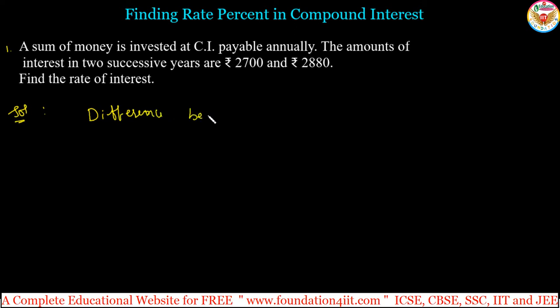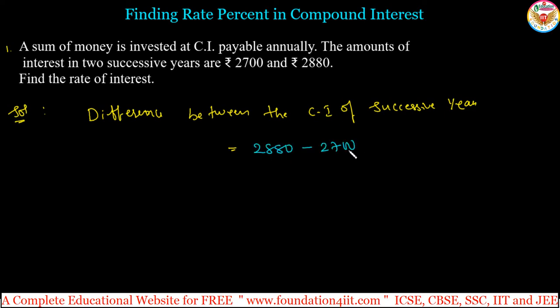So directly, the difference between the compound interest of two successive years is given already. Two successive years is equal to, according to the given data, 2880 minus 2700. We subtract this. So that is rupees 180. That means 180 is the interest. 180 is interest on what? First amount. That is 2700.